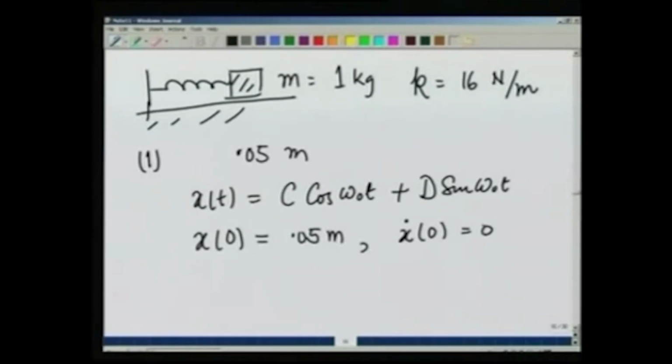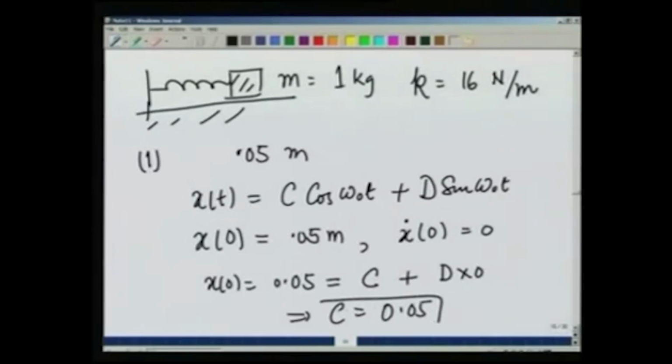When we substitute this condition, I get x at 0 is equal to 0.05, which should be equal to c plus d times 0, or I get c equals 0.05. We have determined one of the coefficients.